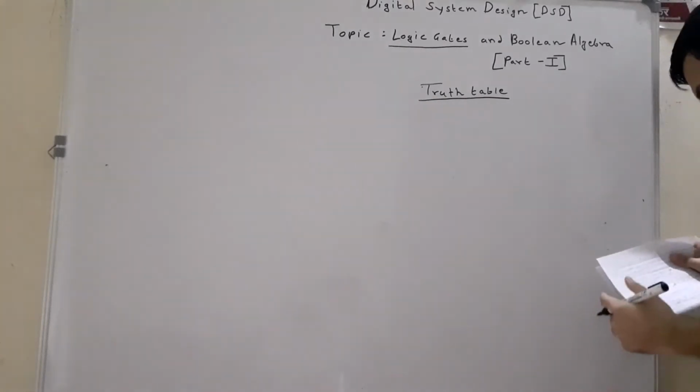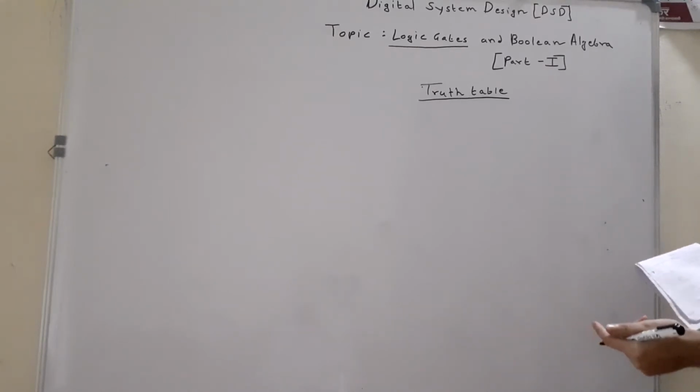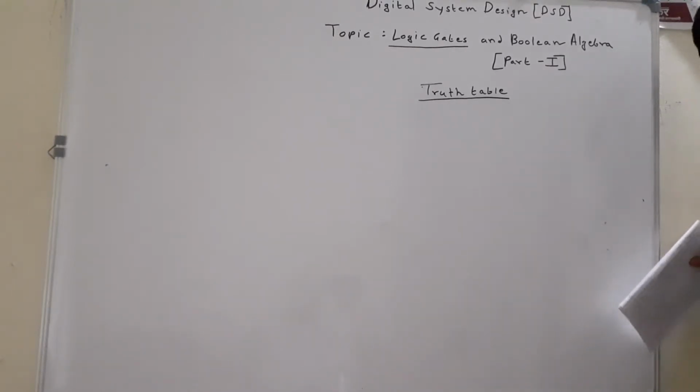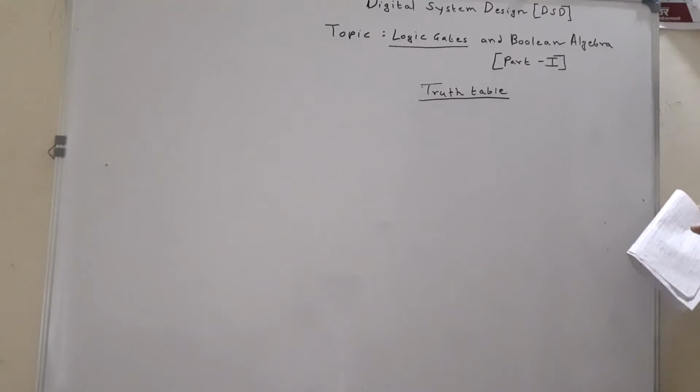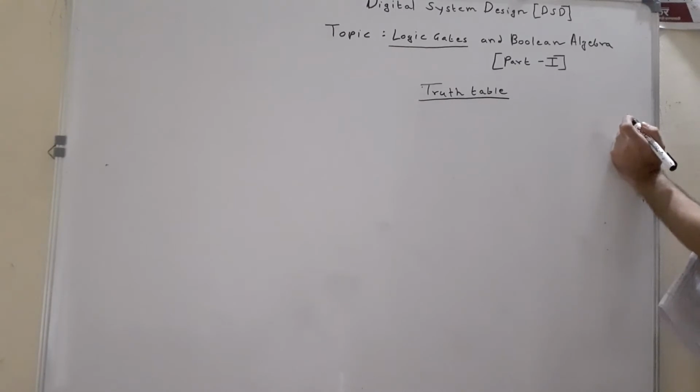So what do you understand by the term truth table? Okay, a truth table is a simple table which lists all the possible input combinations of a digital circuit with its input binary variables. As we know, in digital systems we deal with binary variables. So a table which relates all the input binary variables to their corresponding outputs is known as a truth table.